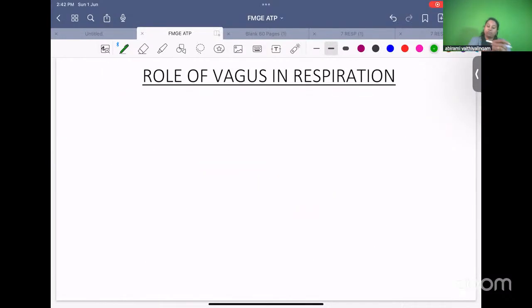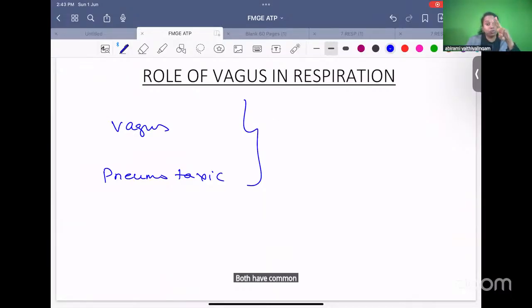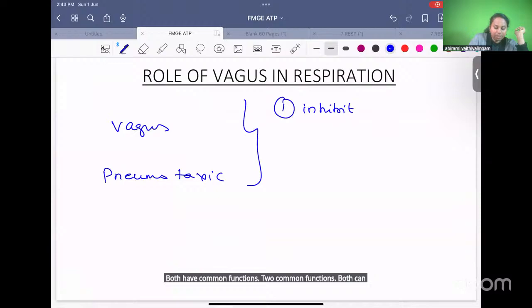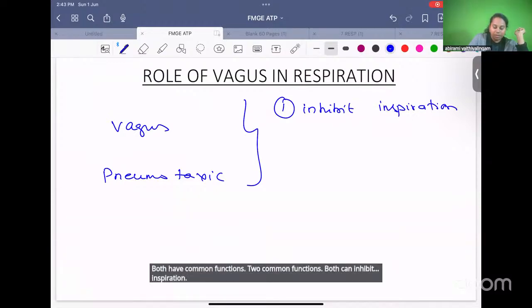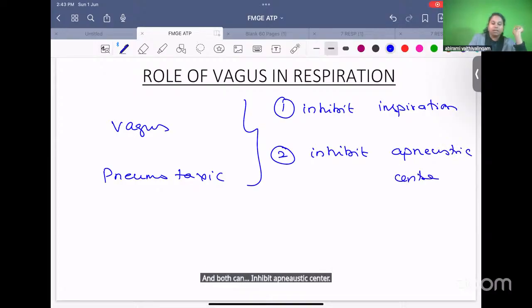What is the role of the vagus in respiration? The vagus and the pneumotaxic center both have common functions. Two common functions: both can inhibit inspiration, and both can inhibit the apneustic center.